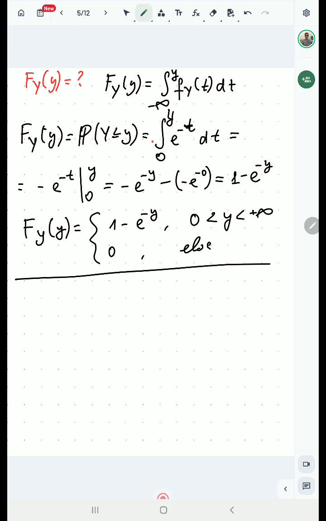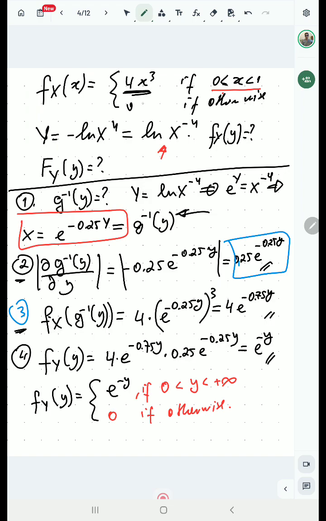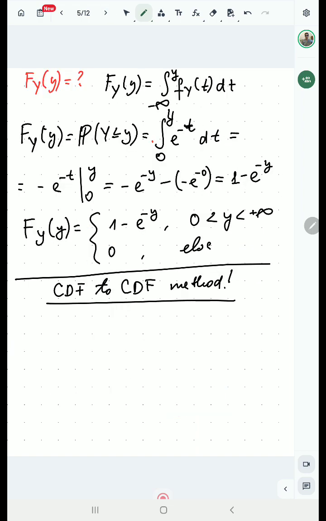The second way is, if you know the CDF of x, let's call it the CDF to CDF method. What I mean is, if you know the CDF of x, you can easily map it to the CDF of y. Now let's talk about this method. For that, you have to know the CDF of x. Now let's see whether we can get the CDF of x from this PDF. We know that the PDF of x is 4x cubed when x is between 0 and 1.